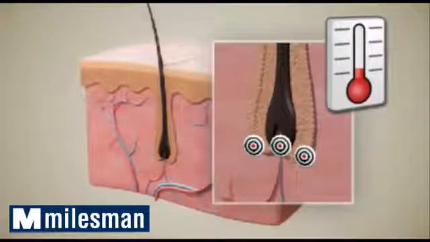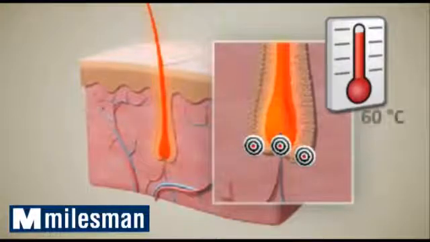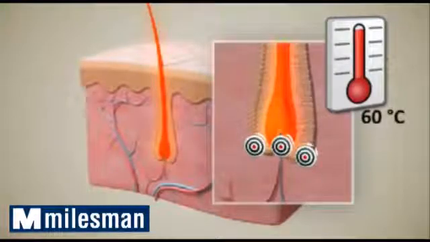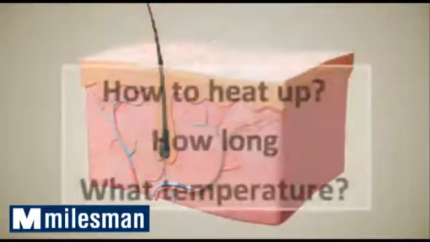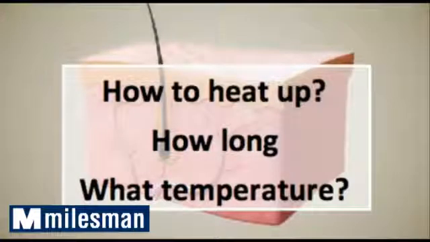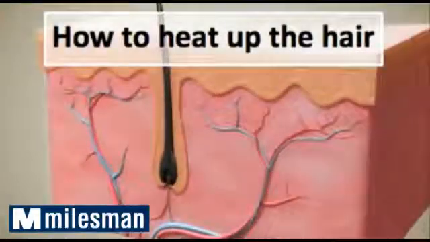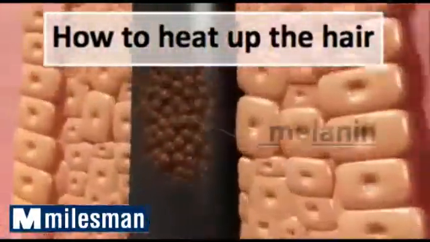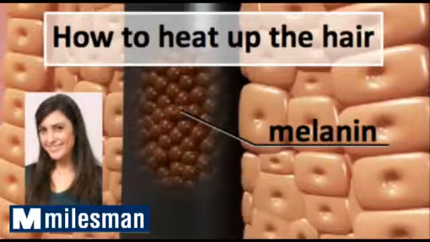Permanent hair removal is only possible, as mentioned above, by eliminating the stem cells. So how can we do this? Right now, the only scientifically proven way is by heating up the hair, which acts as a thermal conductor above 60 degrees Celsius, making the germinative cells in contact with the base of the hair degenerate. The crux of the matter lies in how to heat up the hair, for how long, and to what temperature. How to heat up the hair.